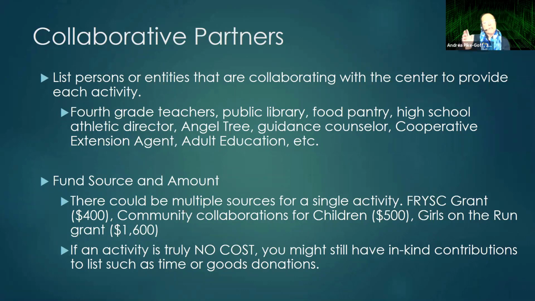So when you've got those entities listed over there, you're saving yourself some legwork. And then if somebody else needs to pick it up and figure out what they're going to do, they're saving them some legwork too. And then the final little column there for right now is your fund source amount. How's this going to be funded? Some activities are truly no cost. So that's okay. It can be no cost, but there might be somebody contributing time or goods.